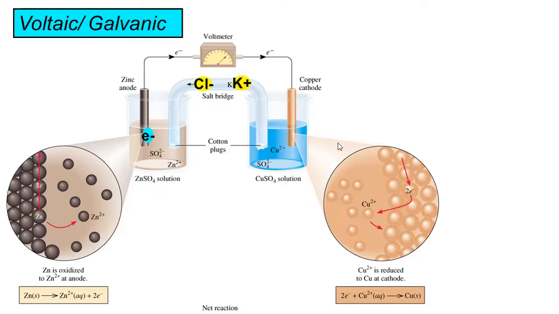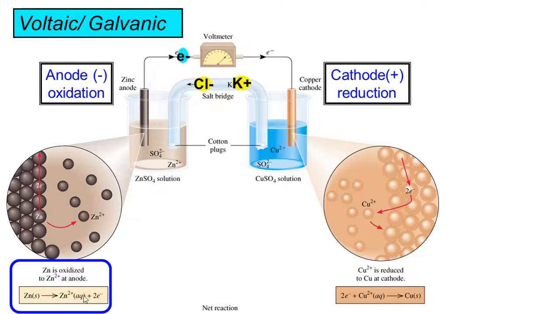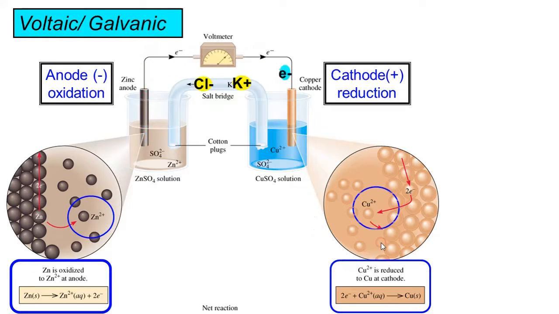This is the set up of the voltaic cell. The anode is a zinc half cell and the cathode is a copper half cell. At the anode, zinc will oxidize to form zinc 2 plus and 2 electrons. The electrons released will move from the anode to the cathode. At the cathode, copper 2 plus ions will accept 2 electrons to form solid copper.